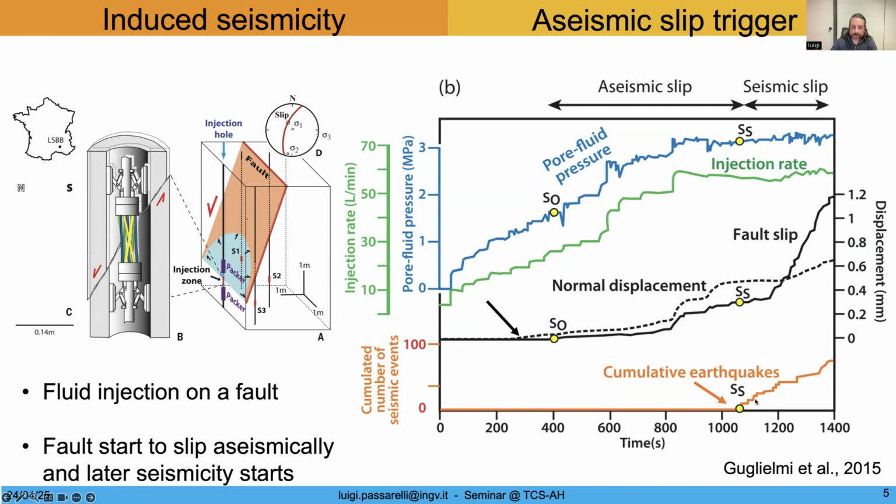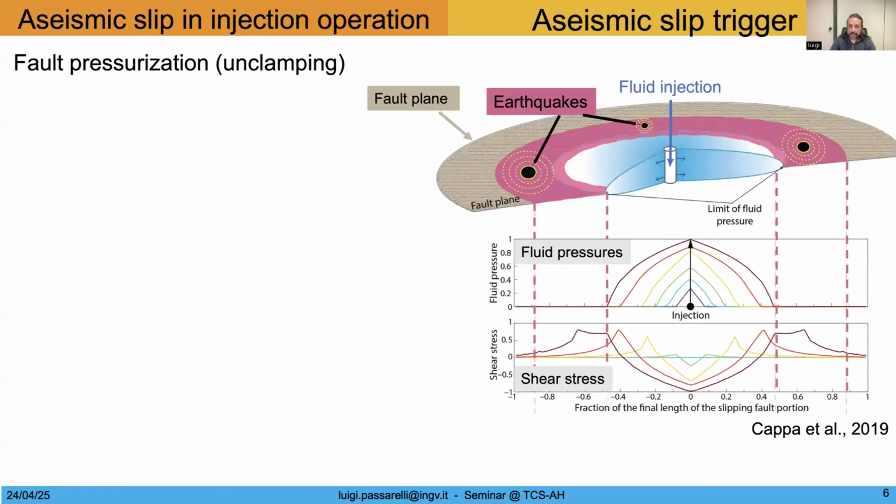So this process has then been investigated in many other cases and with other instruments. It's very difficult to install instruments to measure the deformation, but it also seems a plausible, viable mechanism to induce seismicity. And a simple model that can explain this was put forward by Fred Kappa and co-authors in this paper in 2019. Basically, the model is very simple.